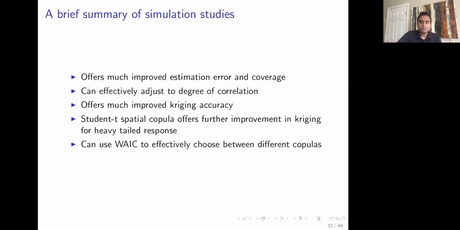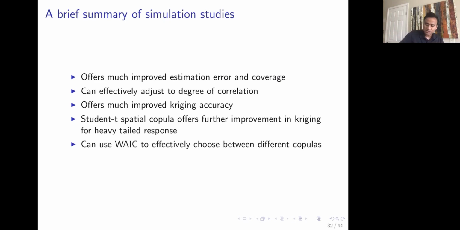It gives a much improved kriging accuracy, which is extremely relevant both for forecasting or imputing missing data in unmeasured locations, and also for assessing model accuracy. If you want to know whether the model fitted the data well, you can hold out some data, do the kriging, get the quantiles at the held out locations, and then compare the entire quantile function with the observations. That gives a more comprehensive model assessment.